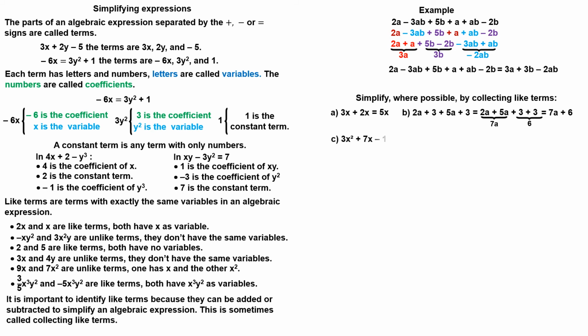2A plus 3 plus 5A plus 3. 2A plus 5A is 7A. 3 plus 3 is 6. Pay attention now. Add or subtract only like terms. Now it is our turn.